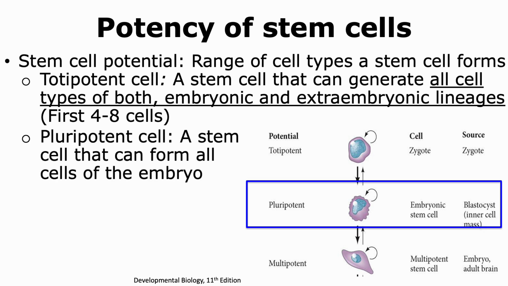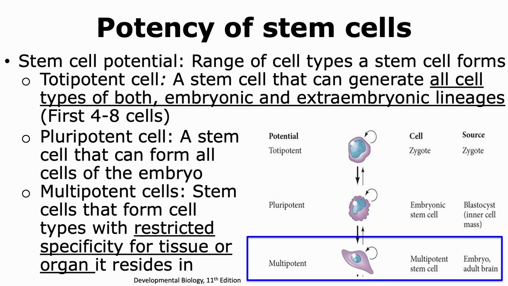The next type of stem cell is a pluripotent stem cell. This is a stem cell that is capable of producing all cells of the embryo. However, it cannot produce the extraembryonic lineages.